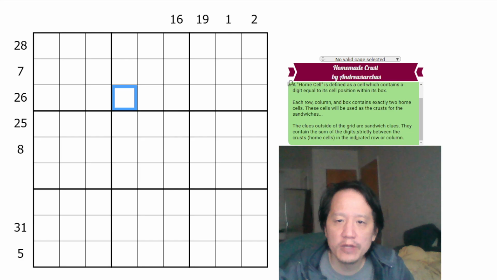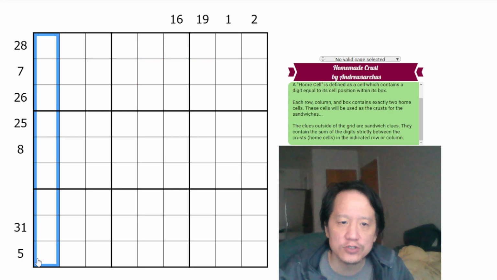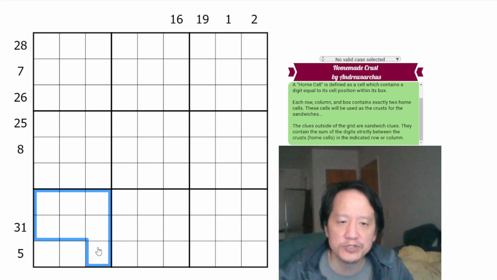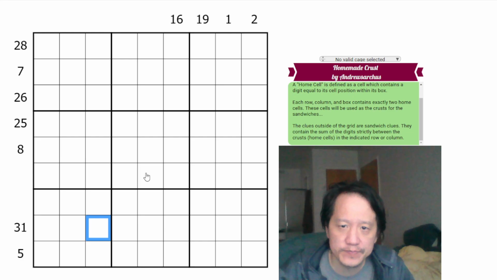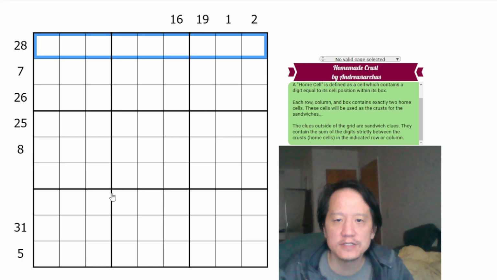Each row, column, and box contains exactly 2 home cells. So every row has 2, every column has 2, and every box has 2 home cells. These cells will be used as the crusts for the sandwich. Interesting. Okay, so those cells will be the identifiers for the crust for the sandwiches.